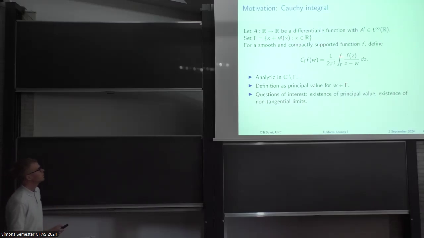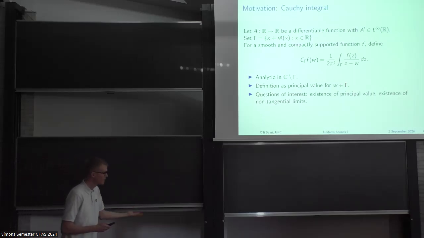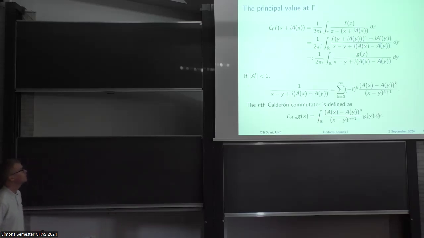Now Calderón was interested in proving L2 bounds for this object. So you take functions that are in L2 of the Lipschitz curve, and you would like to say that this Cauchy integral is again L2 on the same Lipschitz curve with a bound. And the first strategy he took, which was actually a very bad one, was as follows.